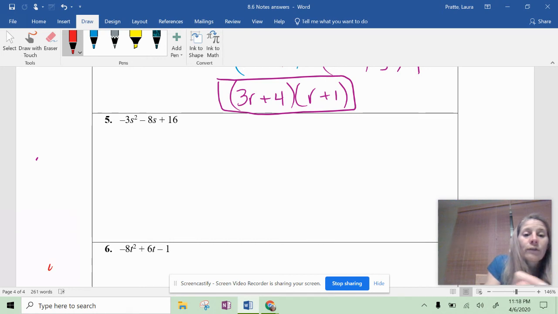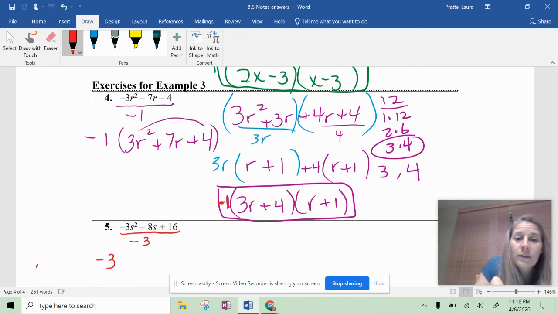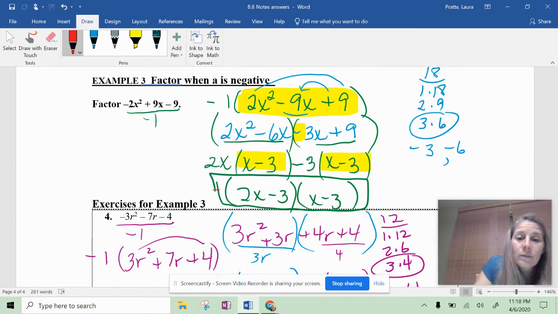All right, number 5, we're going to divide by that -3. Oh, and you know what? Whatever number you divide by, that has to go out in the front there. So we forgot to do that on that one. Should have -1 out front. And then this one up here should have also had that -1 out front.